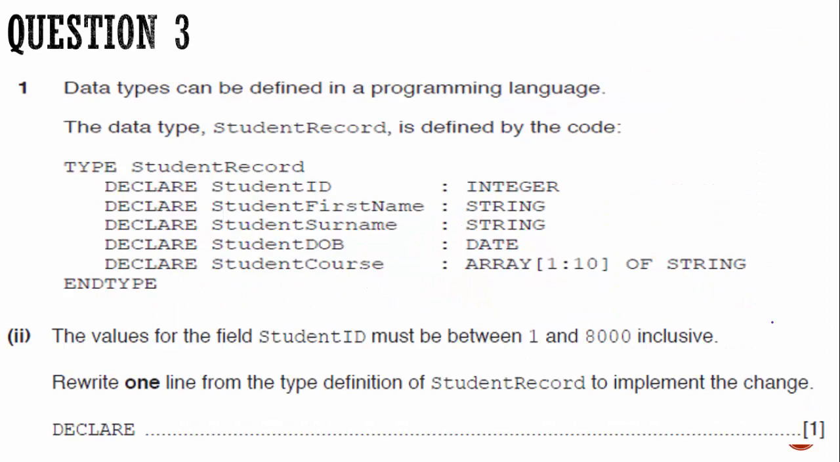Data types can be defined in a programming language. All I did was copy and paste this in case we need it. The values for the field student ID must be between 1 and 8,000 inclusive. So we had it as an integer where they could type any number. Now it wants us to redefine student ID, so it's 1 to 8,000 inclusive. Let's go ahead and you give that a try now, and we'll go over the answer.